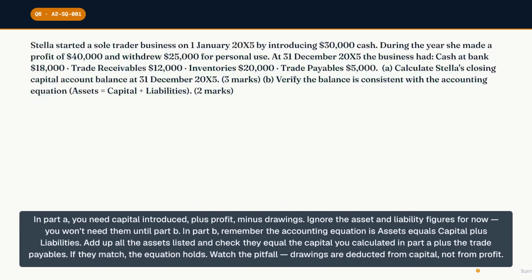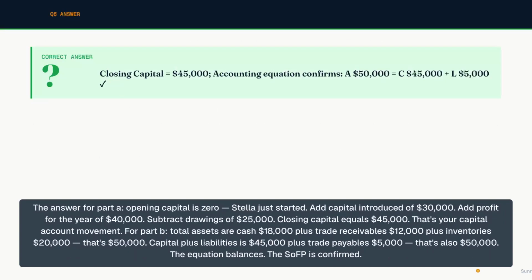The answer for Part A, opening capital, is $0. Stella just started. Add capital introduced of $30,000. Add profit for the year of $40,000. Subtract drawings of $25,000. Closing capital equals $45,000. That's your capital account movement.